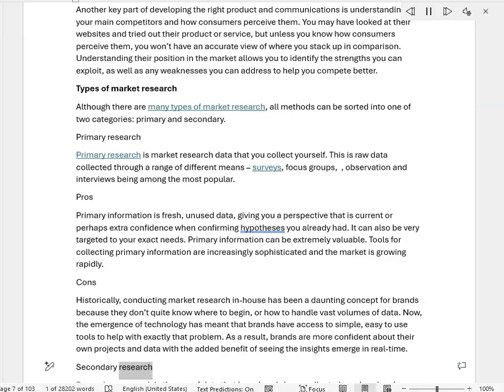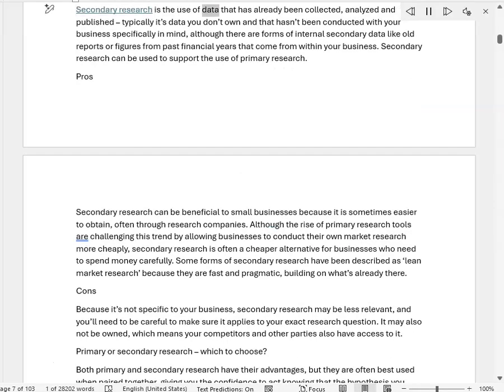Secondary research. Secondary research is the use of data that has already been collected, analyzed, and published. Typically, it's data you don't own and that hasn't been conducted with your business specifically in mind, although there are forms of internal secondary data like old reports or figures from past financial years that come from within your business. Secondary research can be used to support the use of primary research. Pros. Secondary research can be beneficial to small businesses because it is sometimes easier to obtain, often through research companies.